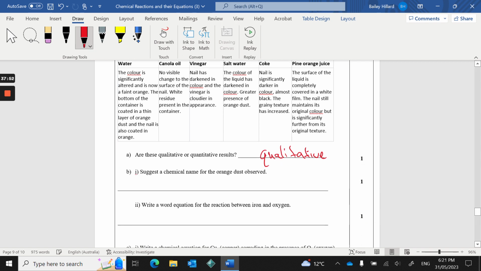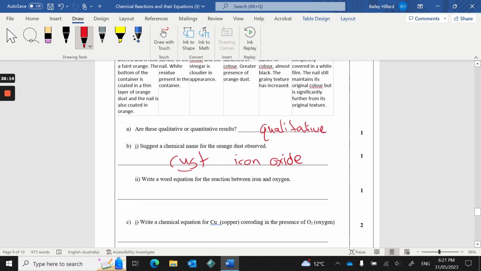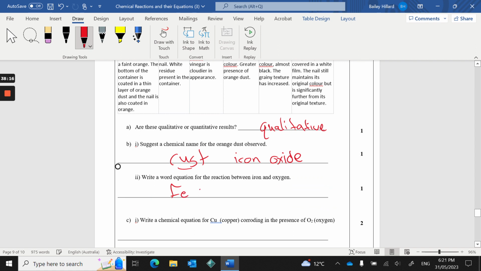Okay, suggest a chemical name for the dust observed. Now, I know a lot of people might kick themselves for not getting this one. Rust is fine. And if you're really feeling fancy, you could definitely say iron oxide. But rust will do you just fine, okay? That is technically a chemical name. A word equation for this: you could have iron plus oxygen going to iron oxide. Pretty simple word equation that will get you across the line.